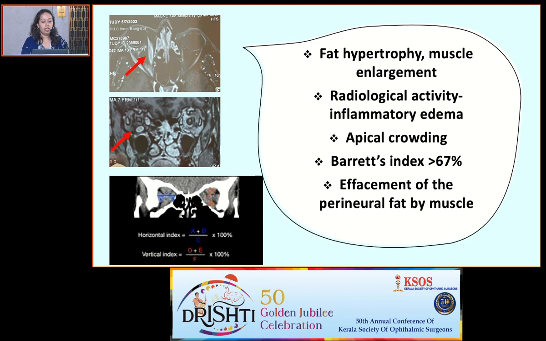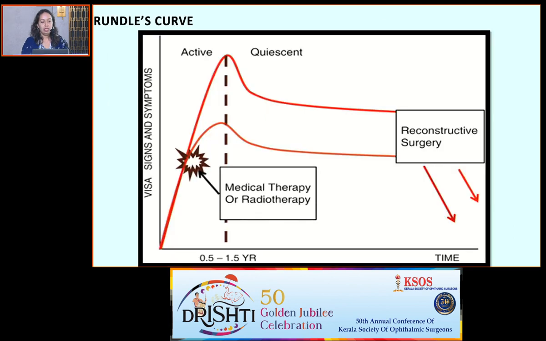In that we should check for fat hypertrophy, muscle enlargement, which is shown with the red arrow. Radiological activity we should check, that is seen with the inflammatory edema. We should also check for apical crowding, that is the effacement of the perineural fat by the muscles. We should also look for Barrett's index, that is either horizontal index or vertical index. In vertical index, we'll add the vertical recti muscle thickness divided by the vertical orbit diameter and into 100. And if it is more than 67%, it's suggestive of apical crowding. So now we have a clinical diagnosis which is confirmed with the radiological signs.